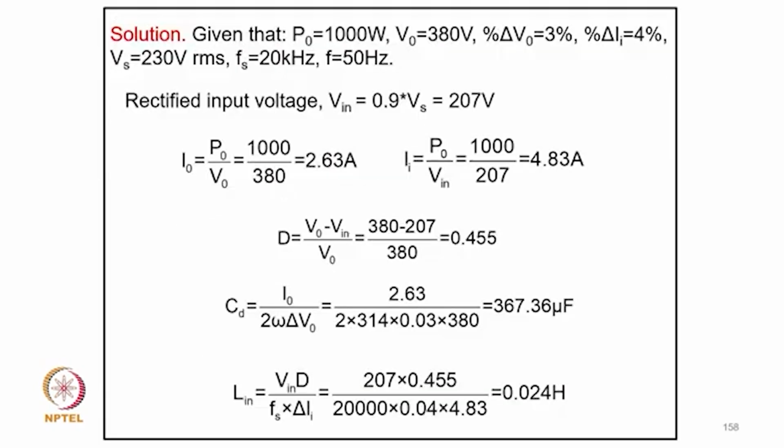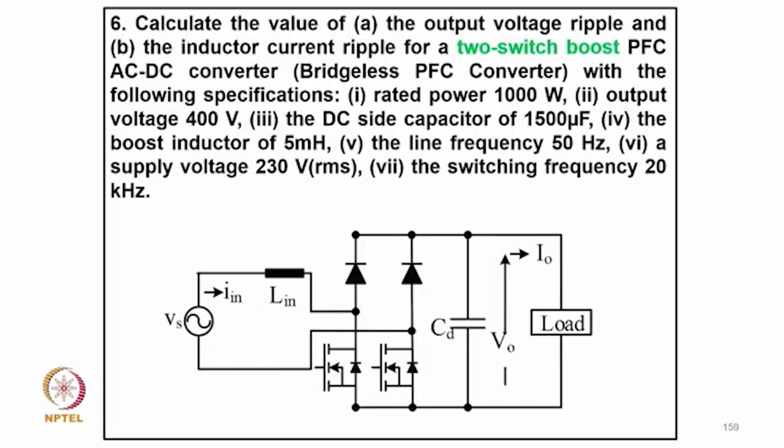So here also, given the specification, we rectify it: 0.9 VS, that's 207. IO equal to P upon VO, 1000 divided by 380, that's 2.63, and I in equal to P upon V, that's 4.83. And D equal to VO minus V in divided by VO, so it comes 0.5455. CD is equal to IO upon 2 omega delta V, so it comes 367.36 microfarad. And Li equal to P in D divided by Fs into delta I, so it comes 0.024 or 20 millihenry.